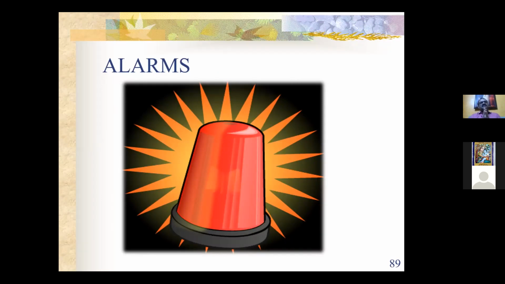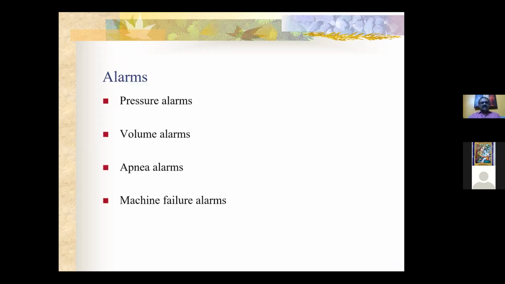Then what we have to do is look at the alarm settings. No ventilator settings are complete without setting the alarms. So there can be pressure alarms, volume alarms, apnea alarms, and machine failure alarms. So the types of alarms, we'll just go through this.